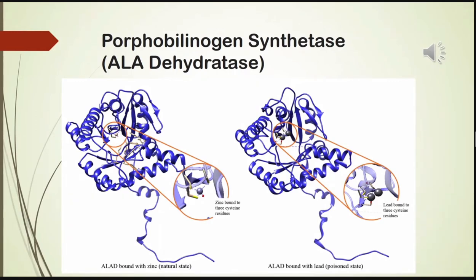Porphobilinogen synthetase, also known as ALA dehydratase, is concerned with formation of your heme. This enzyme would also contain zinc. This zinc in this enzyme could be replaced by lead, as in the case of lead poisoning.